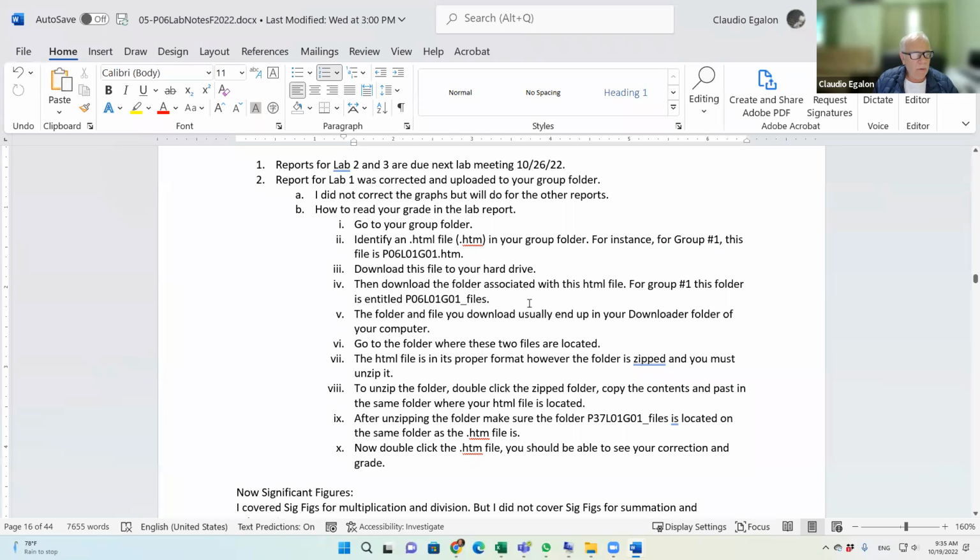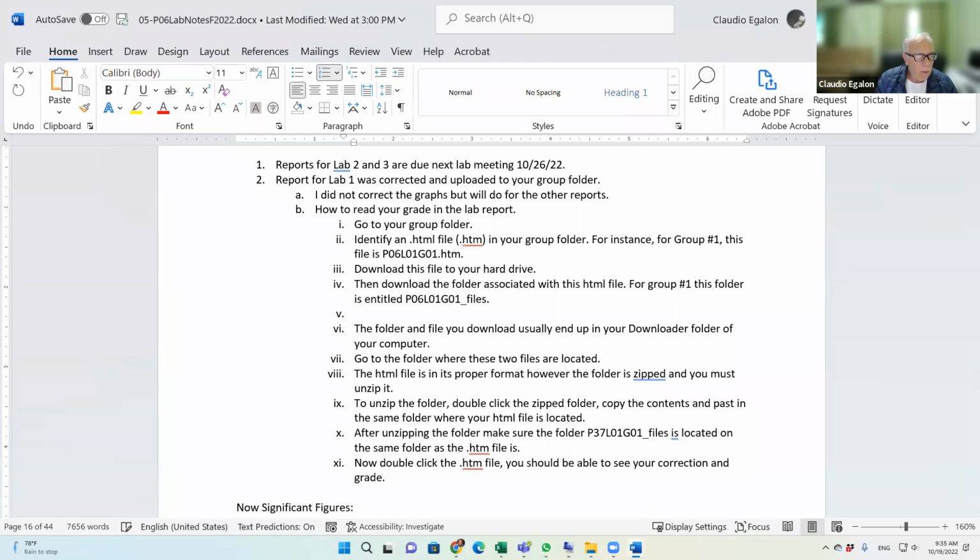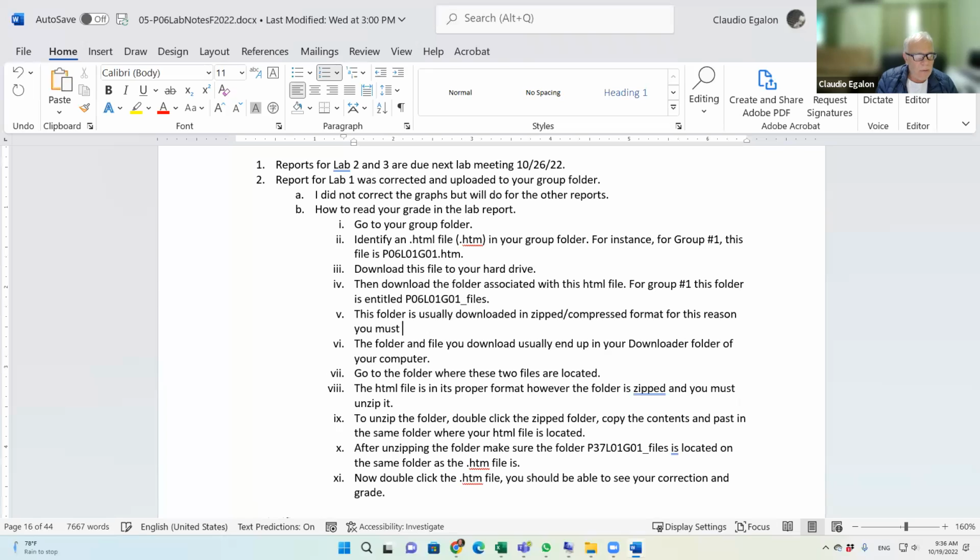For group number 1, this folder is entitled, okay, so here you go. This folder is usually downloaded in a zip format. Zip is a compressed format. Okay. For this reason, you must unzip it. Unzip it. And this folder should be below this item.